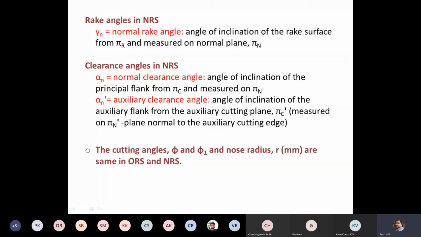So the cutting angles, that is phi and phi 1, the side cutting angle or principal cutting edge angle and the end cutting edge angle, are the same. The nose radius, also denoted by r and given in millimeters, is the same in ORS and NRS. No changes.